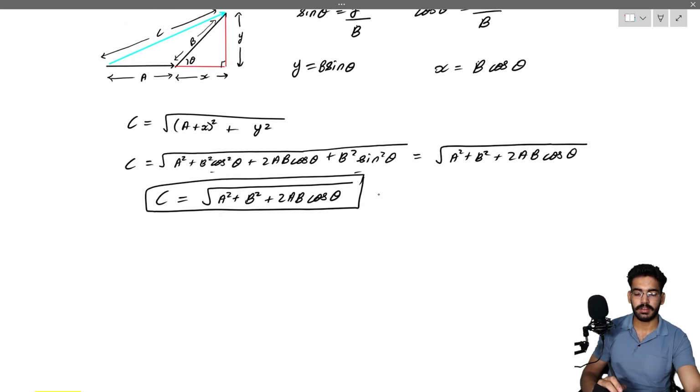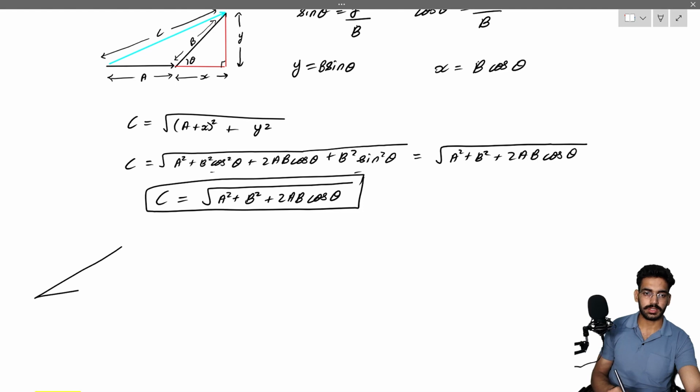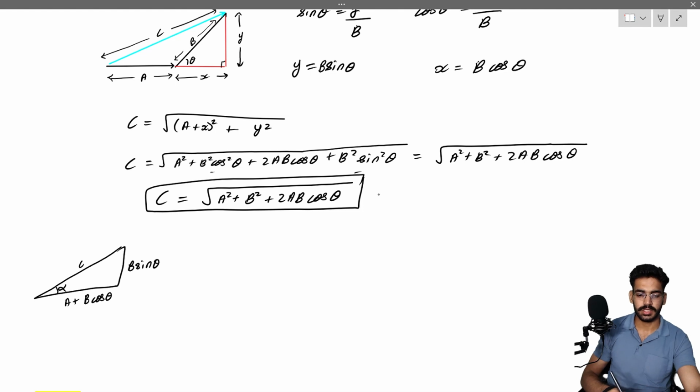Now let's go for the alpha and beta. How to calculate those things? See, in this small triangle, we have this as alpha. And this is your b sin theta, and this is your a plus b cos theta. What I am drawing is this bigger triangle. A plus b cos theta, and this is b sin theta, right? And this is your c. But we don't need c actually. Just find out the angle between a vector and c vector, that is my alpha, right?